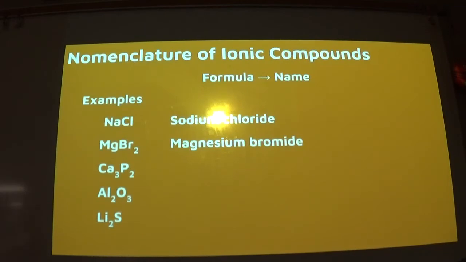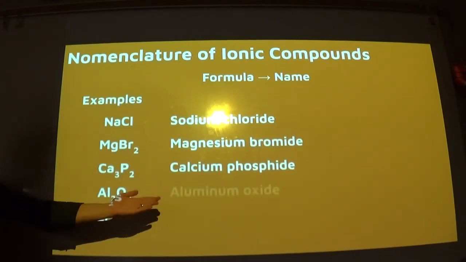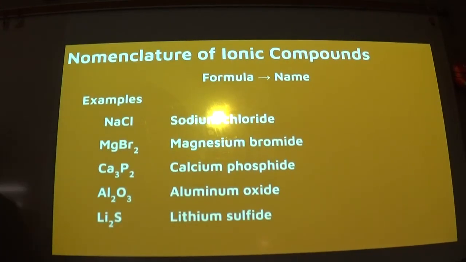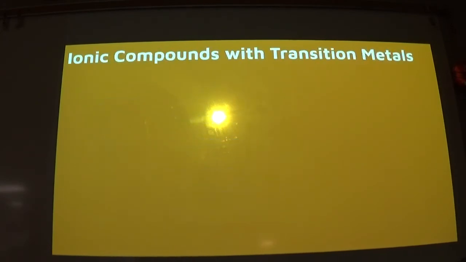Okay, next one, calcium and phosphide, so calcium phosphide. Okay, this is aluminum and oxide, so it's aluminum oxide, lithium and sulfide, lithium sulfide. Name the cation, name the anion, put it together. Okay, so we've got those.